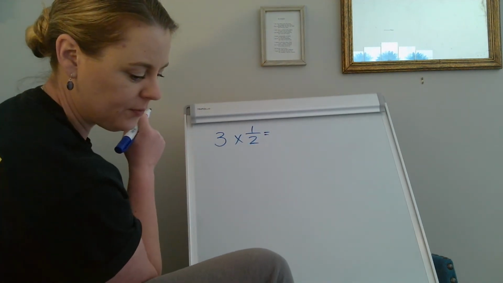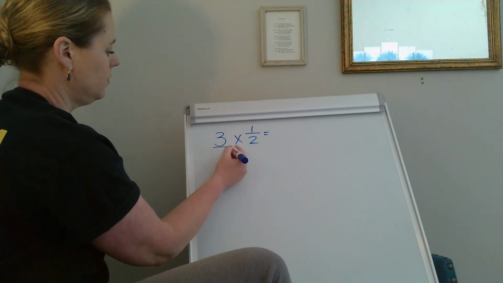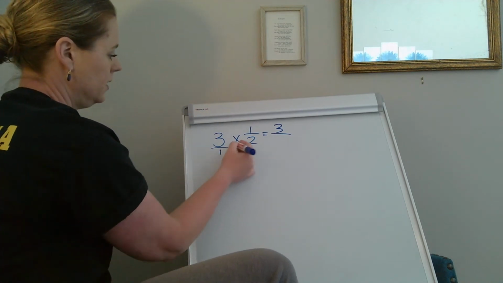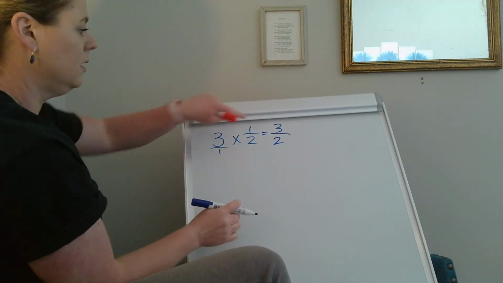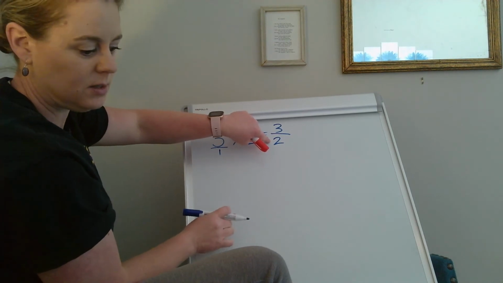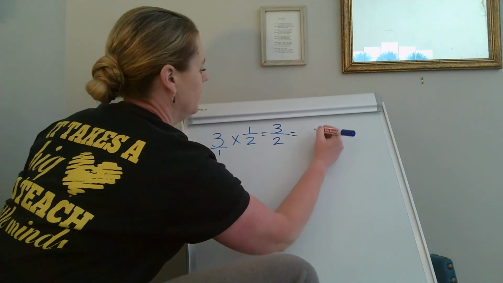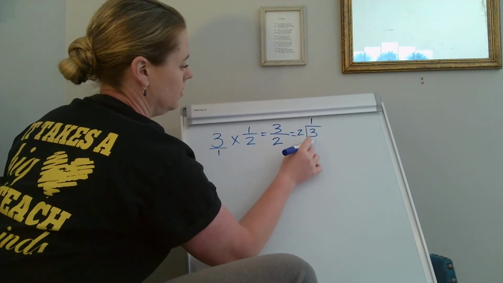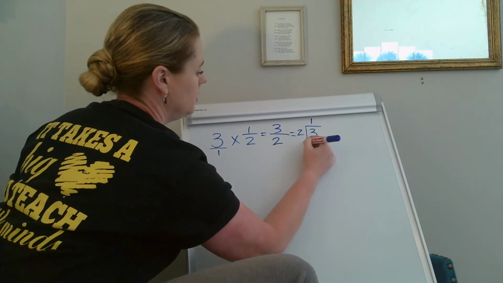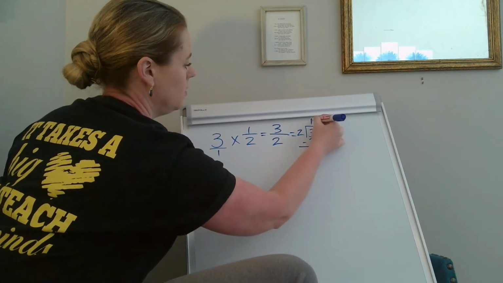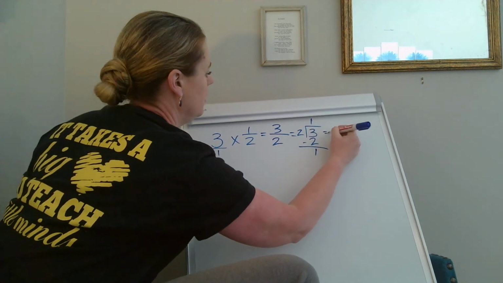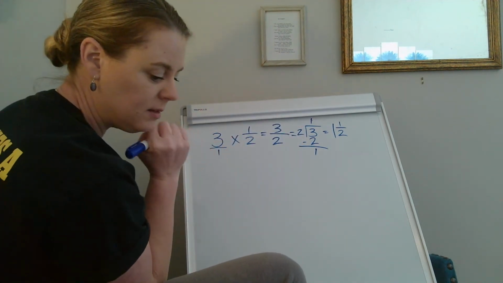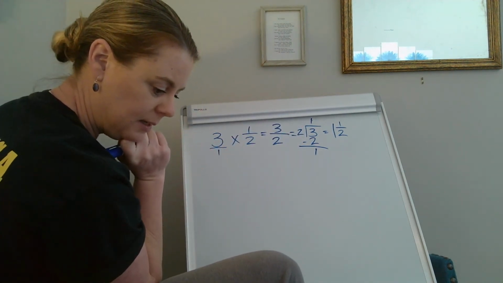3 times 1/2 equals, so 3/1. 3 times 1 is 3. 1 times 2 is 2. Numerator is greater than the denominator, so it is greater than 1. 3 divided by 2. 2 goes into 3 1 time. 2 times 1 is 2. 3 take away 2 is 1, so 1 and 1/2. Okay, so that one's greater than. Put that in the greater than 1 side.